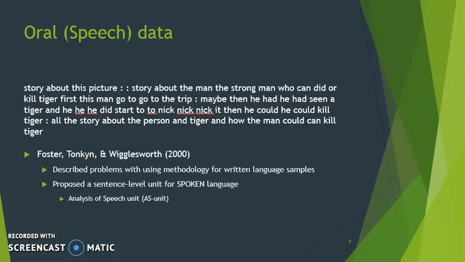Okay, so Foster, Tonkyn, and Wigglesworth in 2000 published a paper that described the problems with using the methodology for written language samples, which are like T units, and they proposed a sentence level unit for spoken language, and they called it the analysis of speech unit, which we're abbreviating as AS units. So how do we do it?